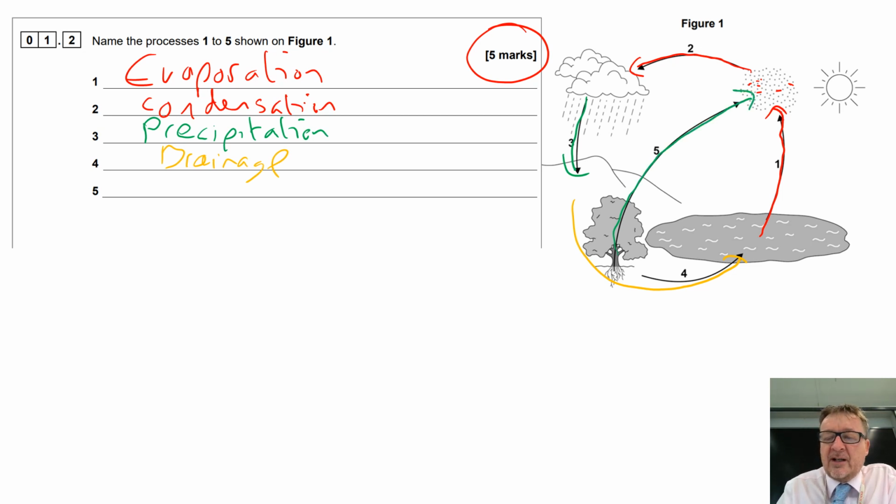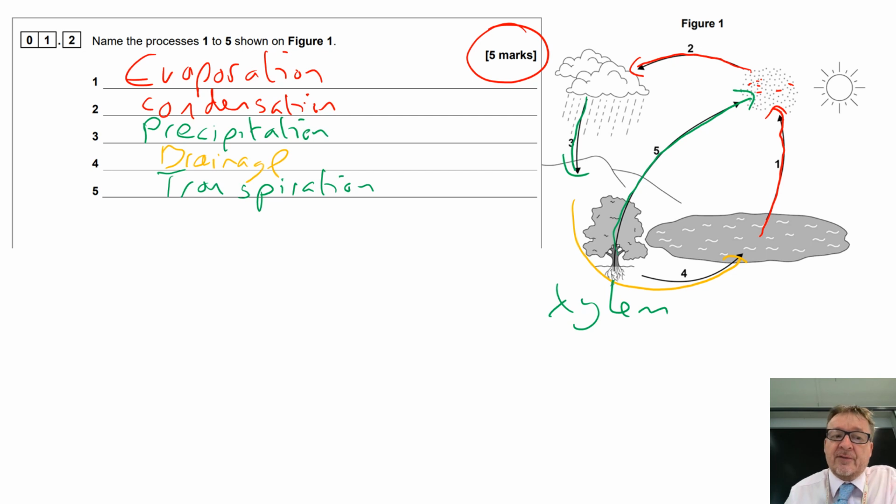Now you've got to think about your proper biology, with leaves going into vapour into the sky. How does water get out of a plant into the sky? It is transpiration. Just remember that is the xylem doing that, specialised because they're dead. The other word that could have come up would be translocation, which is the movement of glucose in the phloem.